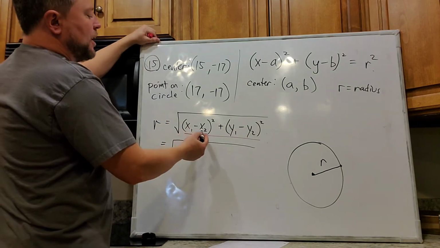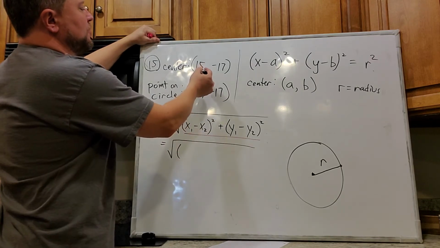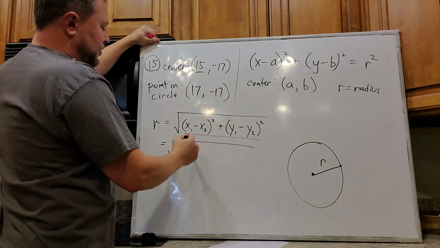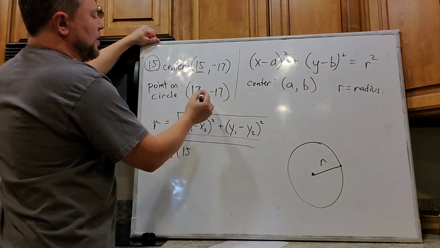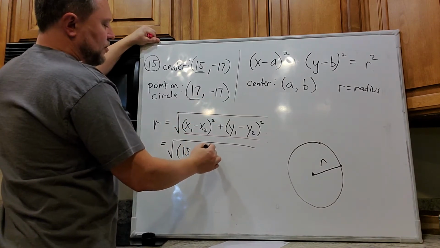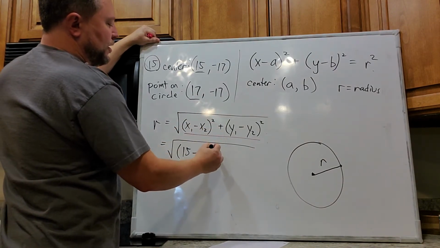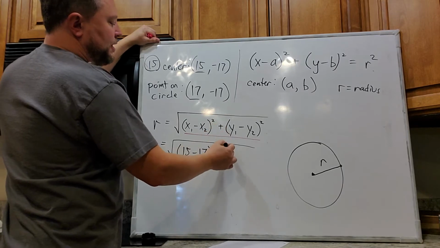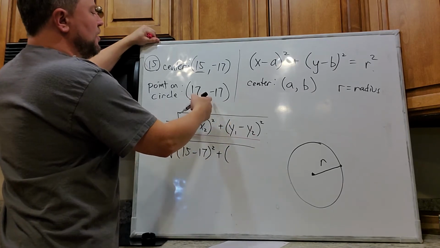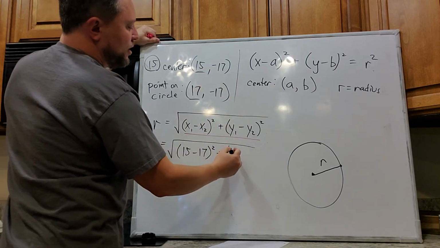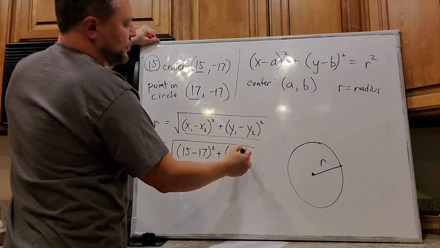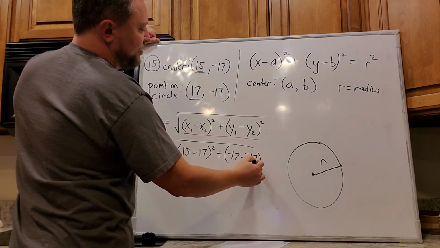All right, so our x values, we're going to subtract them. So our first x value is 15. Our other x value is 17. So we're going to subtract those and square it. Add to that, the y value is being subtracted. So negative 17 minus another negative 17 squared.